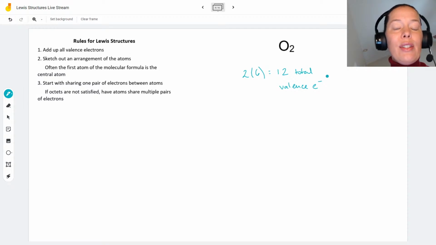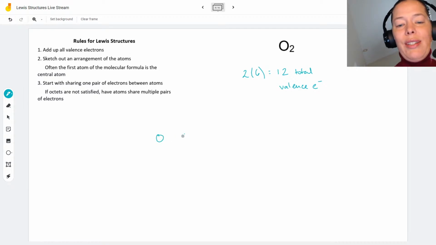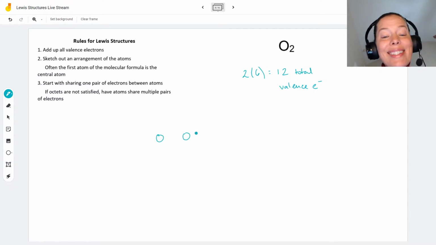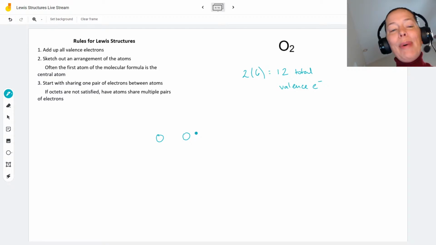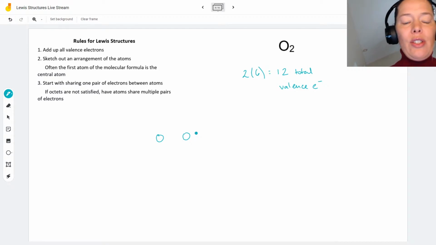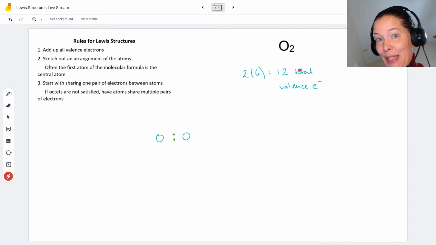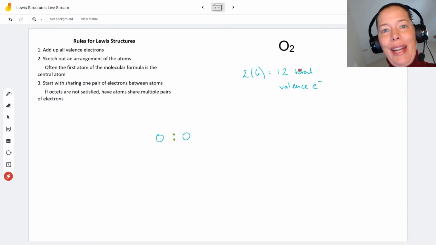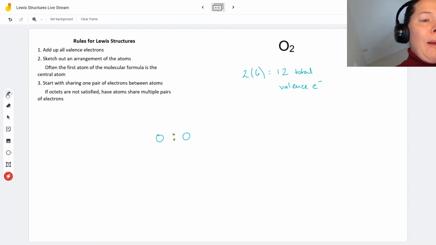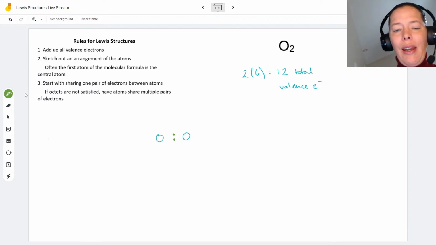And again, because there's no central atom, I'm just going to draw 2 oxygens next to each other. But I'm still going to do the same thing. I want to form a single bond first. So I'm going to put 2 electrons here. And you can see, of course, I've got to use 12 valence electrons. I've only used 2, so for sure I'm going to have some non-bonding pairs. So let's go ahead and start putting in non-bonding pairs.